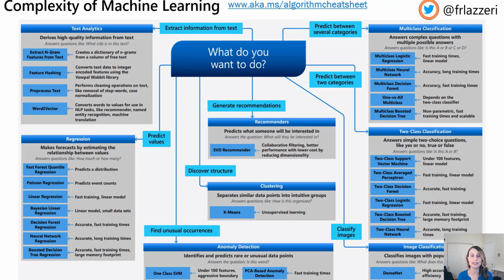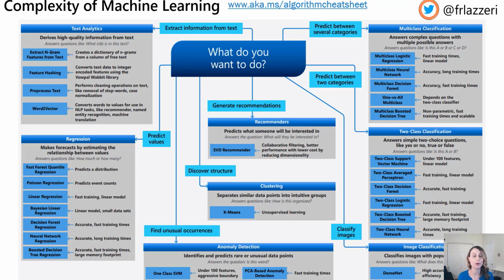So I would suggest that you start by asking yourself, what do you want to do with your data? As you can see from this algorithm cheat sheet, there are different answers, and based on different answers, there are different sets of machine learning algorithms that you can use. For example, you want to predict between different categories. In this case, multi-class classification is probably the best option for you, and under the multi-class classification family, you have different options. You can predict between two categories.